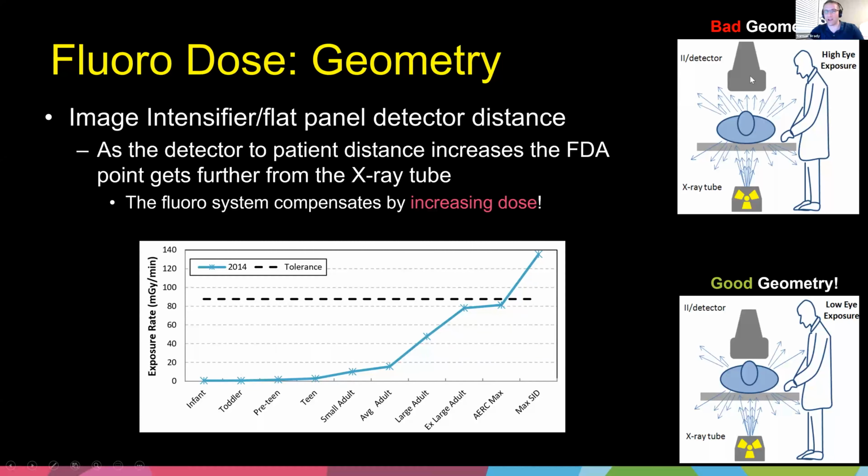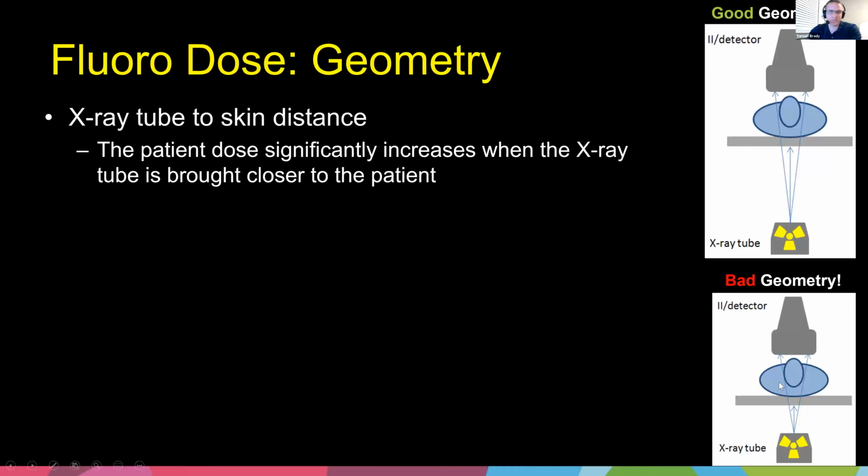If you have the II high, then obviously lower image quality, lower spatial resolution, higher dose to the patient, and potentially higher dose to you. Now, I recognize the fact that there are times where the detector has to be up a little bit because you may need to get your hands in there. I recognize that sometimes it just has to be where it has to be. But in the best case scenario, you should keep it as close to the patient as possible.